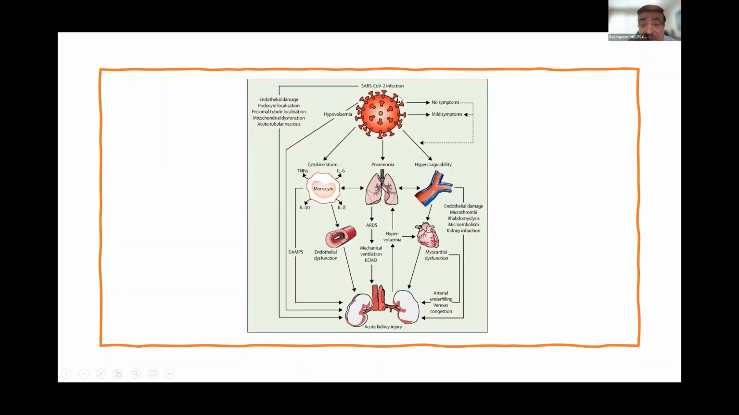So when the SARS-2 infection overwhelms the immune system, there will be cytokine storm, release of other cytokines from the monocytes and the other cells. There'll be pneumonia, there'll be hypercoagulability, there'll be epithelial damage with the microthrombi, rhabdomyolysis, microembolism, kidney infarction, and there will be hypervolemia because of the renal affection, myocardial dysfunction, and that's when you get ARDS and you require mechanical ventilation or ECMO. And there is endothelial dysfunction. So this is the pathophysiology of the severe disease, which can help prevent it.